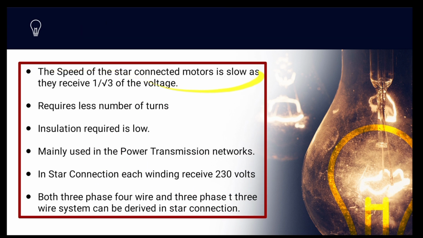The speed of the star connected motor is low as it receives 1 by root 3 of the voltage. For star connection it requires fewer turns. Insulation required is low for the star connection, and it is mainly used in power transmission networks. In star connections, each winding receives 230 volts. Both the 3-phase 4-wire and 3-phase 3-wire systems can be derived from the star connection.